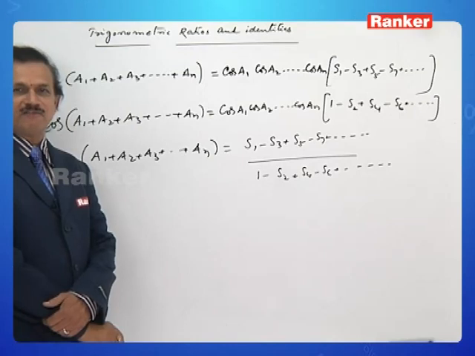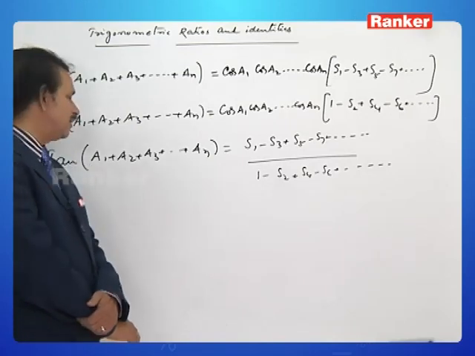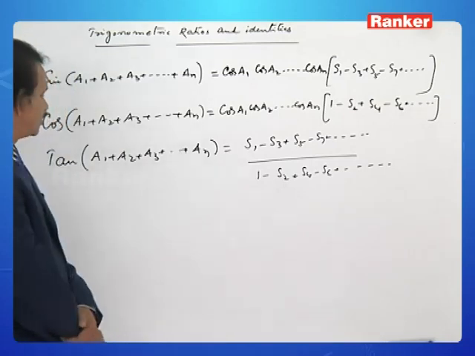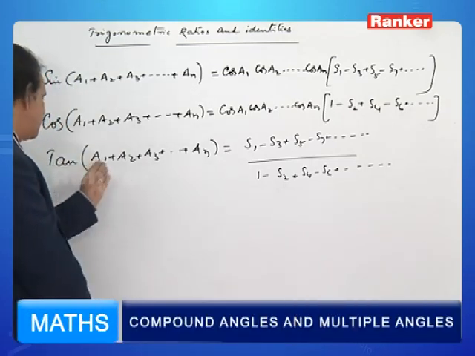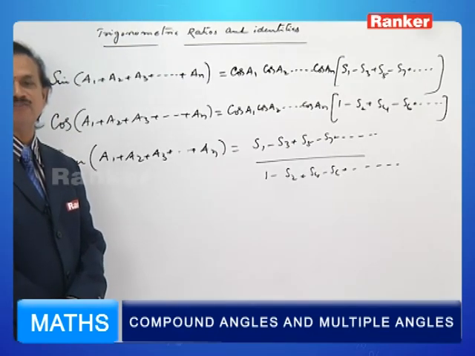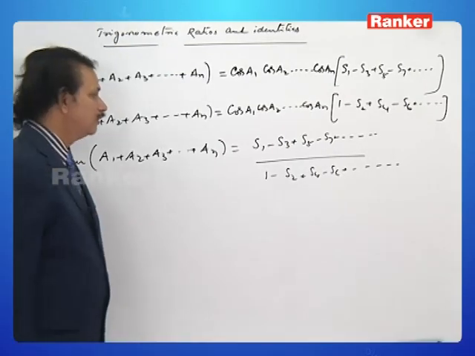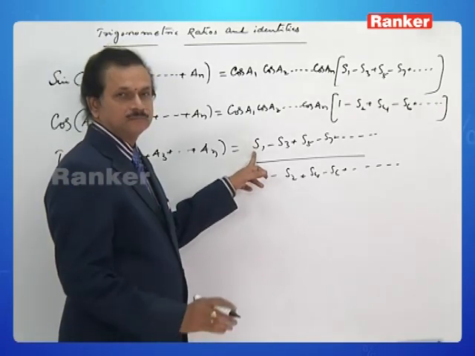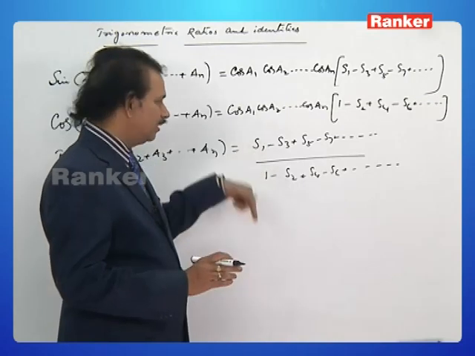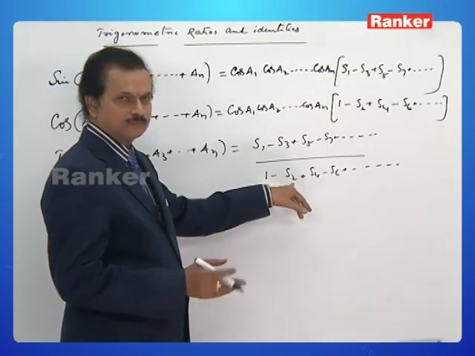Let us try to verify, my dear friend, for this formula also for n is equal to 2 and n is equal to 3. If n is equal to 2, tan of A1 plus A2. Tell me the formula. Tan A1 plus tan A2 by 1 minus tan A1 into tan A2. S1. S3 has no meaning. S1 tan A1 plus tan A2 by 1 minus S2 tan A1 into tan A2.